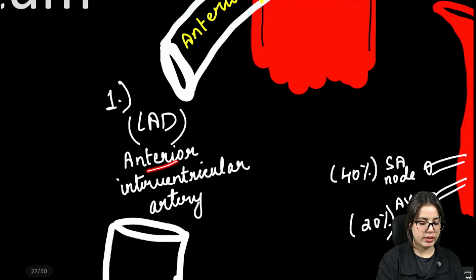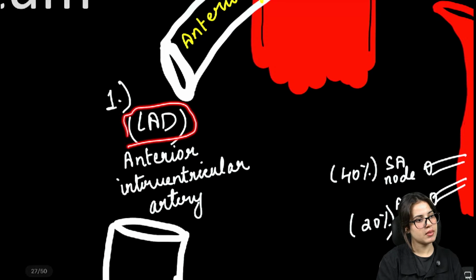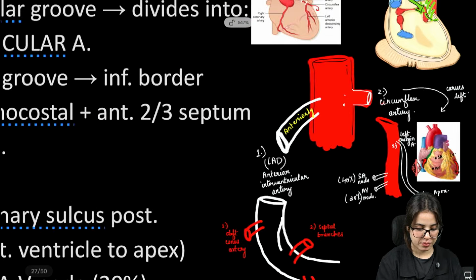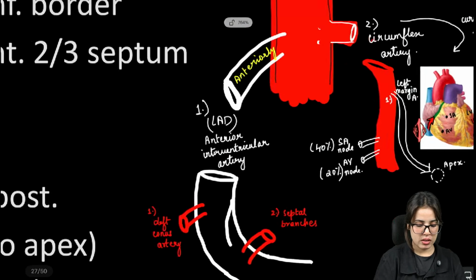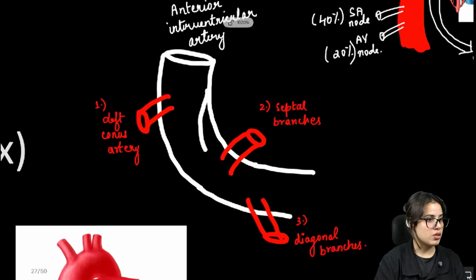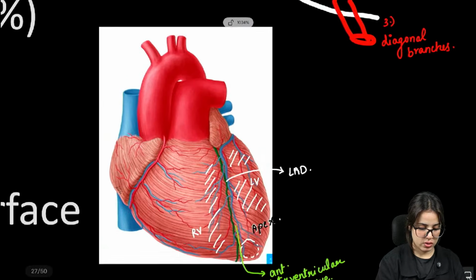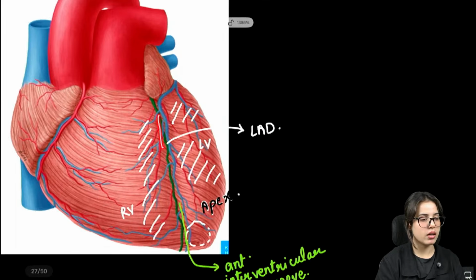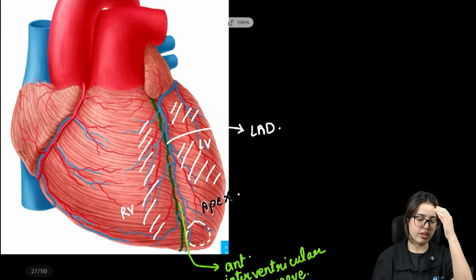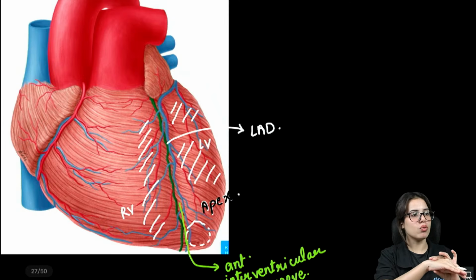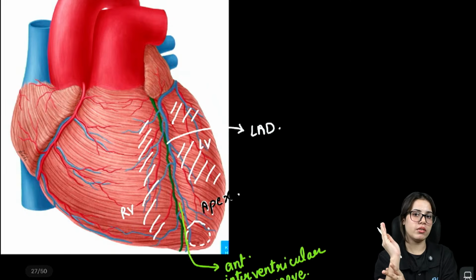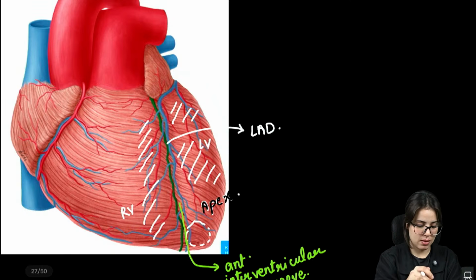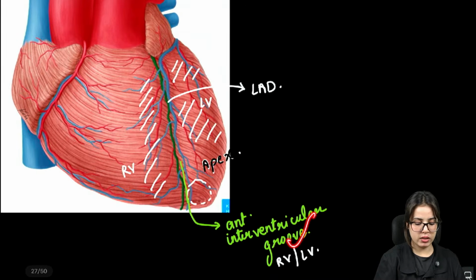The anterior interventricular artery is called LAD. In short, it's called LAD. Now, it has its own branches. Look, this is LAD. Like the posterior interventricular artery goes along the side of the groove called the posterior interventricular groove, this also does the same, going through the anterior interventricular groove.